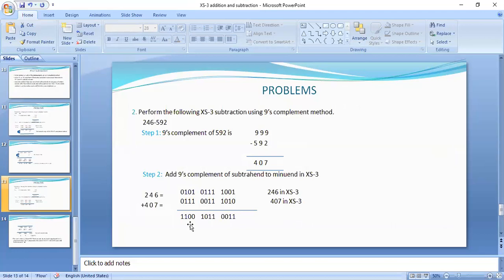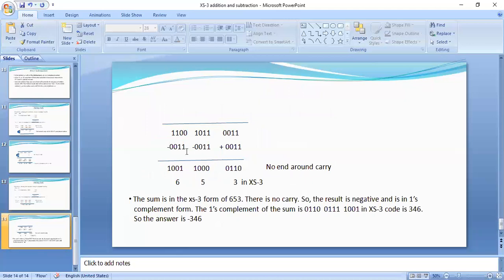After adding, we have the result like this. You may observe there is no end around carry in the result. If there is no end around carry, the result will be negative. Next, after adding in excess-3, if there is a carry out, add 0011. If there is no carry, subtract 0011. After adding and subtracting, the result will be like this.